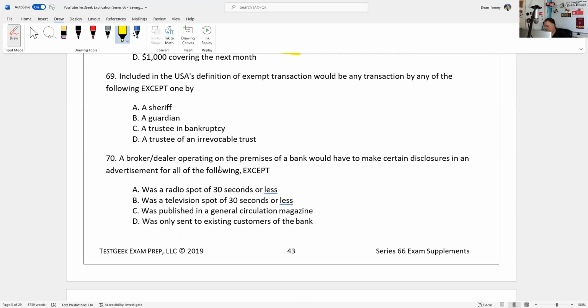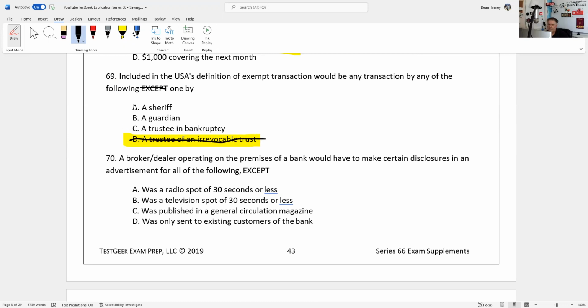Remember, fiduciaries don't have to worry about running afoul of this. So a sheriff is an officer of the court, a guardian appointed by the court, a trustee, all those are officers of the court. And so they don't need to worry about running afoul of the Uniform Securities Act. I think this is a great poor man's flashcard, but I would get rid of the except.